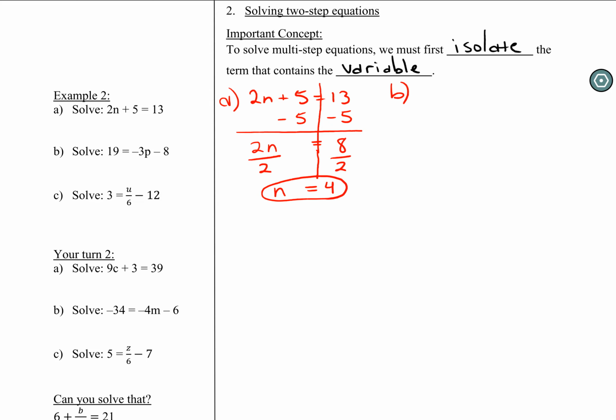For b, 19 is equal to negative 3p minus 8. I'm going to just draw this line all the way down. And we want to get rid of the number terms first here. So minus 8 we can do by adding 8 to both sides. Think of this vertical line as kind of a mirror. If you have a plus 8 over here, you should have a plus 8 over on the right. That gives us 27 is equal to negative 3p. And now we can divide through by negative 3 to get p by itself. And p is equal to negative 9.